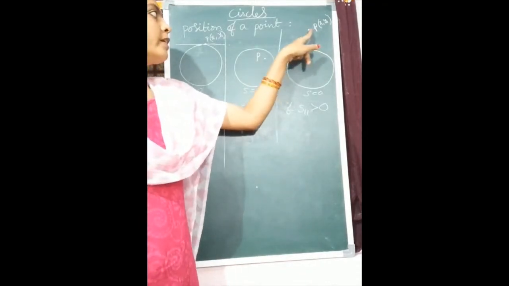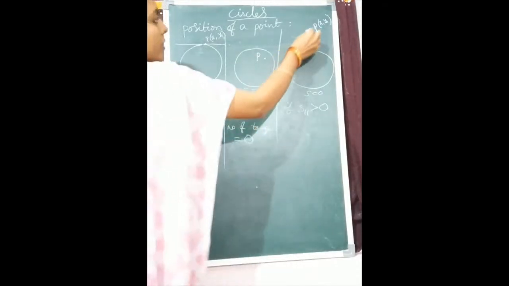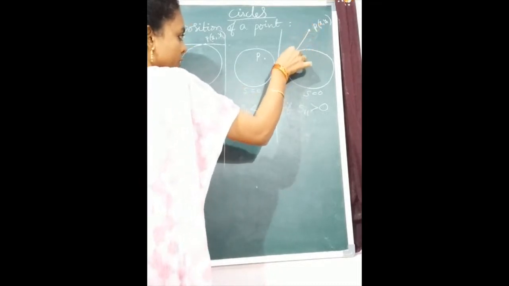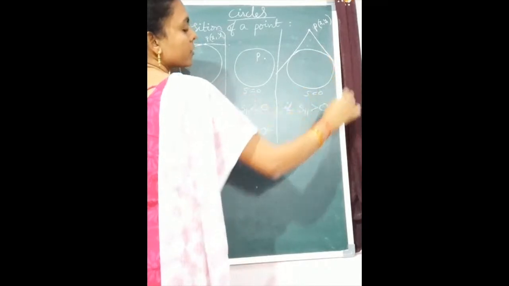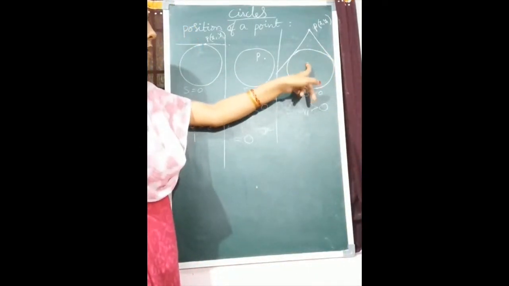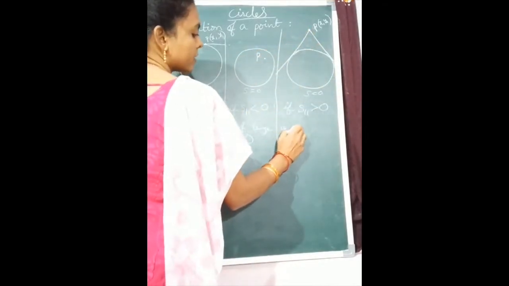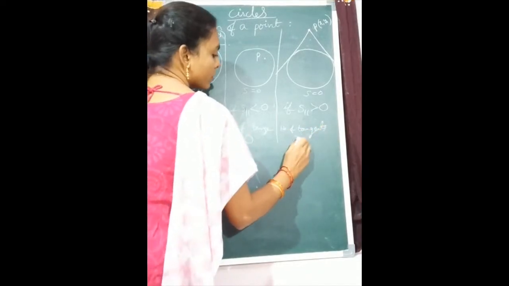Here how many tangents can we draw? From point P, this is one tangent and this is another tangent. So two tangents. Here we can draw two tangents from P to the circle. Here the number of tangents is 2.